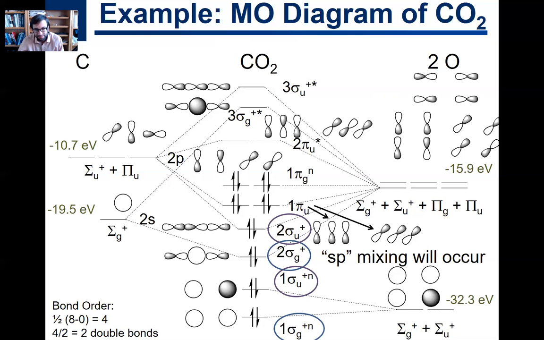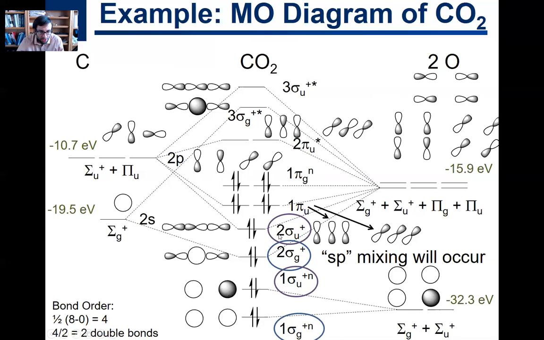One last thing, you can have mixing. And in fact, you do have mixing. In both of these cases, this is where you'll get some s character in these bonds. Like this molecular orbital will have some s character because this sigma u plus can mix with this 2 sigma u plus. So that's how these orbitals kind of get into play. Same thing with this 2 sigma g plus can mix with this 1 sigma g plus.